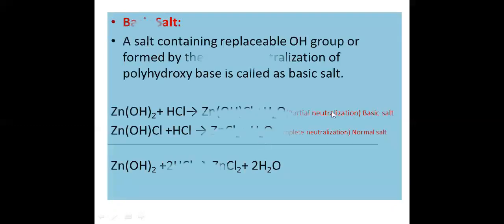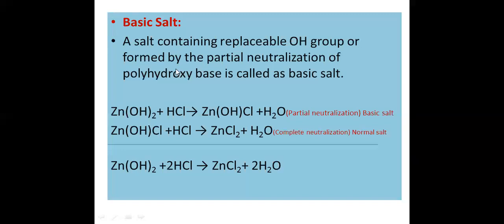Basic salt: a salt containing replaceable hydroxyl groups is formed by the partial neutralization of a polyhydroxy base. Polyhydroxy means substances which contain more hydroxyl groups. For example, zinc hydroxide has two hydroxyl groups, so it is polyhydroxy. So when zinc hydroxide reacts with hydrochloric acid, zinc hydroxide has two replaceable hydroxyl groups. So the chloride ion of the acid will replace the hydroxyl group. It will replace only one of the hydroxyl groups because we have one HCl molecule. It is called partial neutralization and the salt is basic salt.